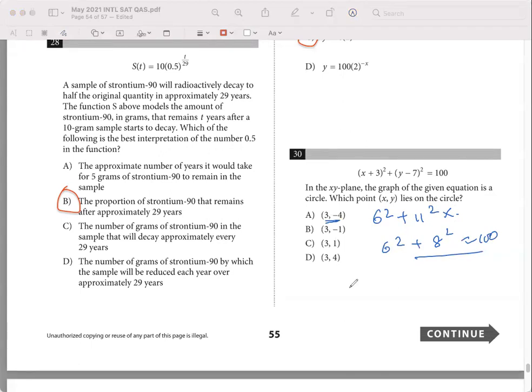We don't have to check C and D, but just to be sure we can. So C will be 6 squared plus 6 squared, which is not 100. And 6 squared plus 6 squared again, that's not 100. So the one which is on the circle is B.